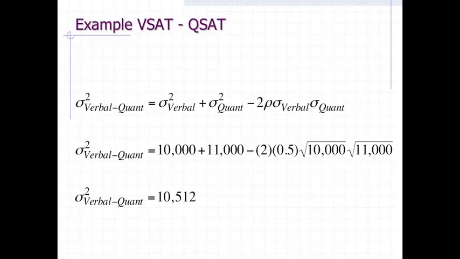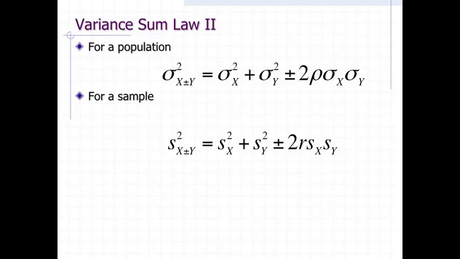The formula for the difference between verbal and quantitative SAT is the same as the formula for the sum, except that the third term is subtracted instead of added. The variance of the difference for this example is equal to 10,512. If the variance and the correlation are computed in a sample, then the same formula is used with a different notation to express the variances, correlation, and standard deviations.